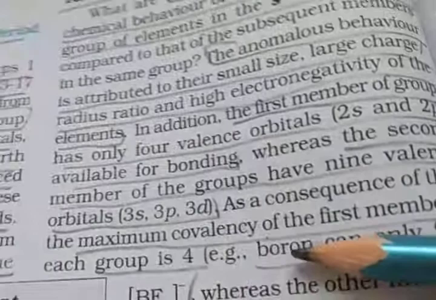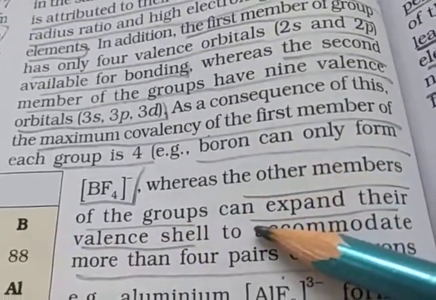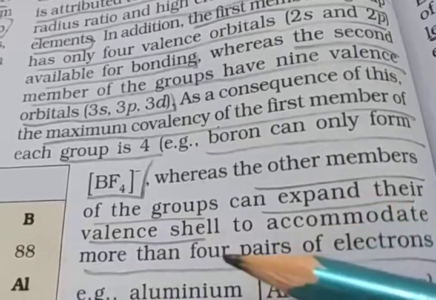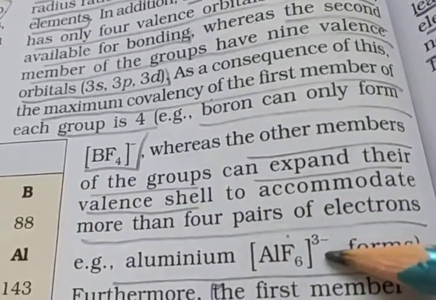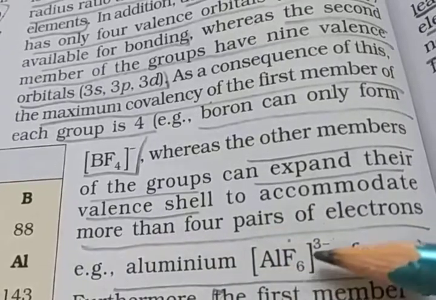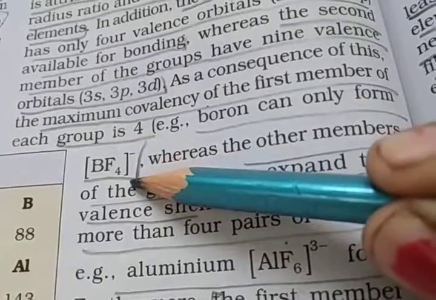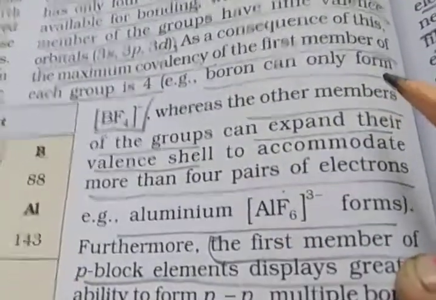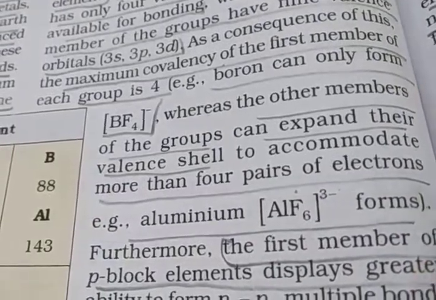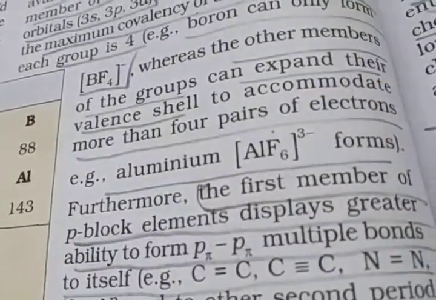Boron can only form BF4 minus, whereas the other members of the groups can expand their valence shell to accommodate more than 4 pairs of electrons. For example, AlF6 3 minus. BF4 minus has 4 pairs of electrons and aluminium has 6, so more than 4 pairs of electrons. The example given is AlF6 3 minus.